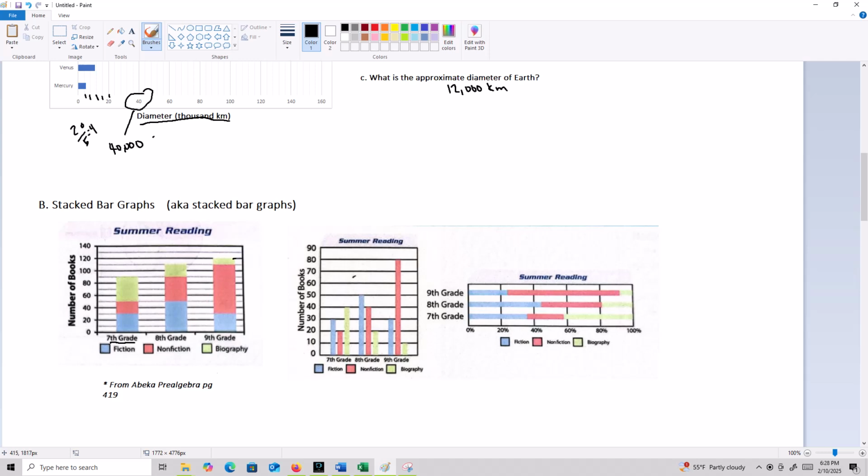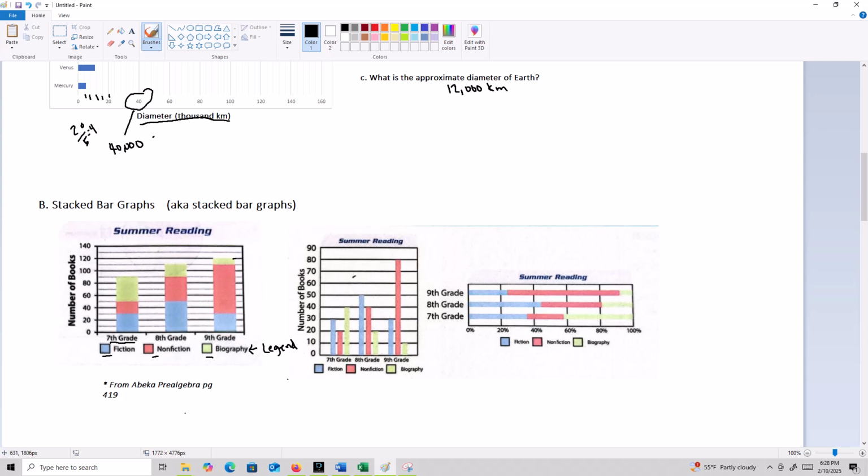And then down here, the little colored boxes, fiction, nonfiction, and biography, this is the legend. And the legend is representing the categories that are identified in the graph.